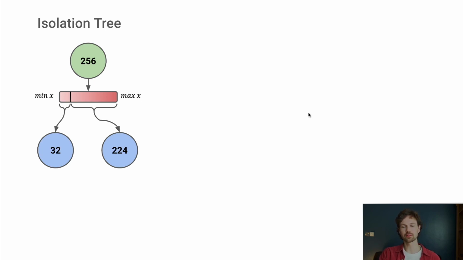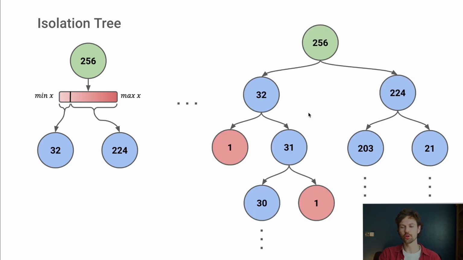Then to complete the isolation tree, you just recursively repeat this step until all of the leaf nodes have one instance. The idea there is that if an instance has a short path, then it is more likely to be an anomaly because it was easier to separate it from the rest of the data using this random split process. Okay, so that's one isolation tree.